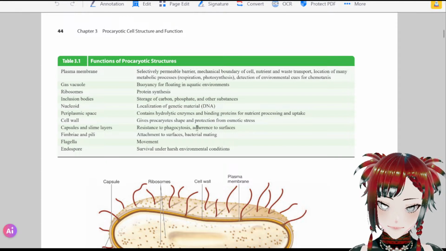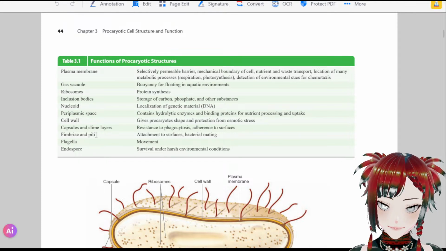Are they saying that they are resistant? No, of course they do adhere to surface. But when capsules make very few receptors for it to be out to adhere to surface, I think it reduces the ability of adherence. Or are they talking about the glue-like things? Fimbriae and pili attached to the surface and bacterial mating.